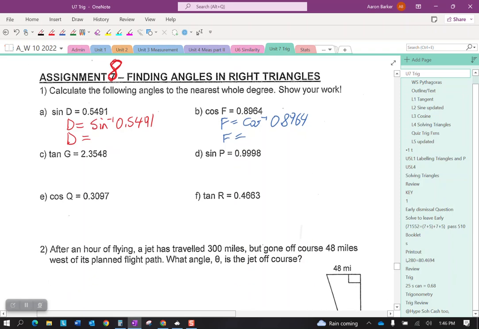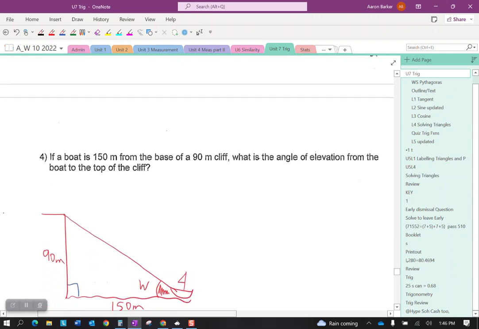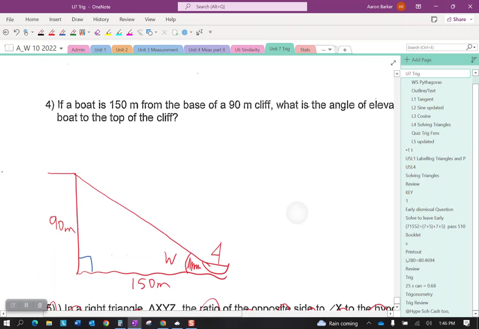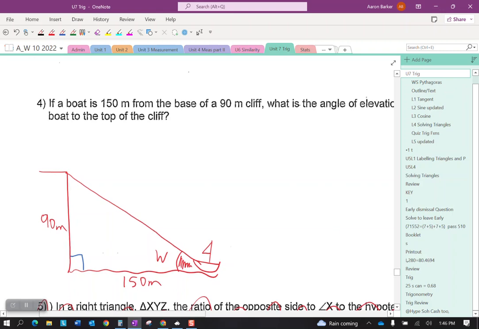Okay, so next page. Number 4, here's the diagram for number 4. Okay. So we have the cliff. You're looking down at the ship. We're trying to find W, which is the angle from the boat looking up. Okay, there's 90 and 150. Put them in the right spot.